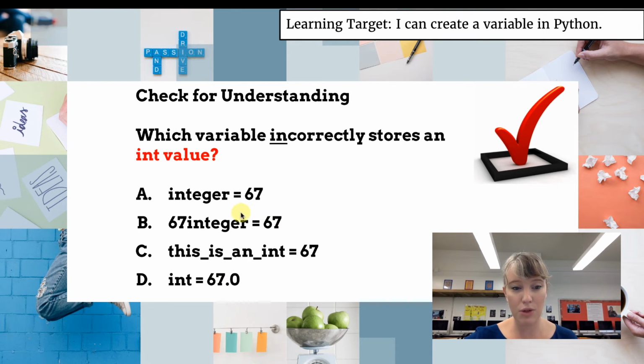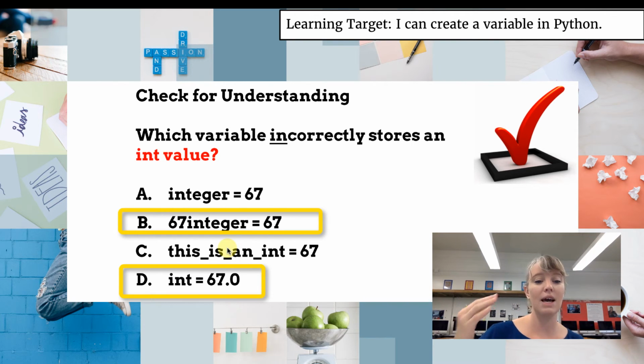So the only one that would ever throw an error here is B, because you can't name it like this. D is fine, it's just not an integer value. And C and A are actually the correct storage of integer values. So what you should have answered are B and D.